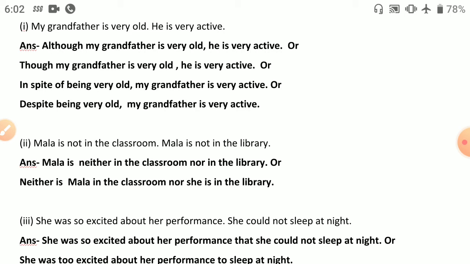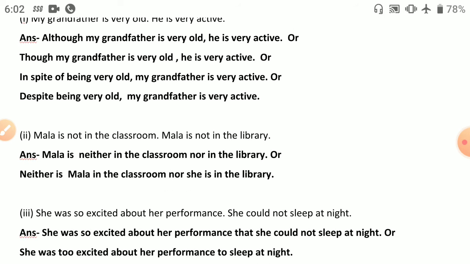A very important thing to remember whenever you are using this kind of coordinating conjunction, neither nor, either or, not only but also, where they go hand in hand, you have to see that after every conjunction the same construction is followed. After neither, I've started with a preposition, in the classroom. After nor also there is a preposition, in the library. Okay, that is the reason. And you can start like this also, with neither, but when you're starting with neither, it should be followed by a verb. Okay, so: neither is Mala in the classroom nor is she in the library.